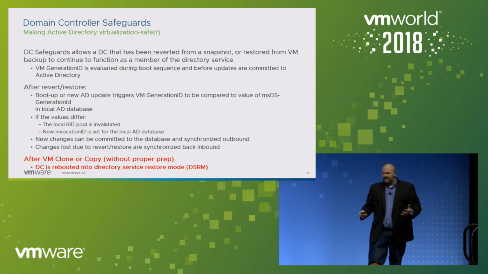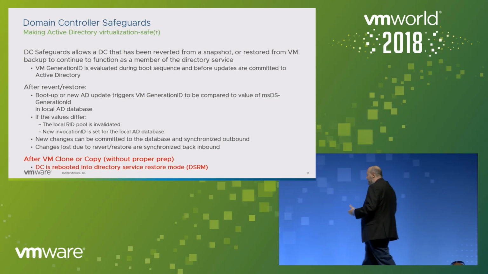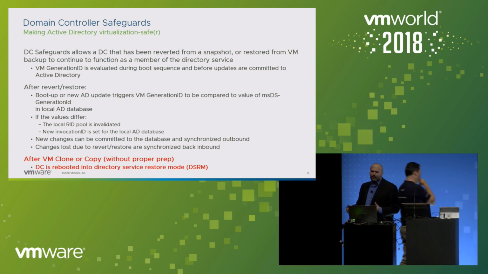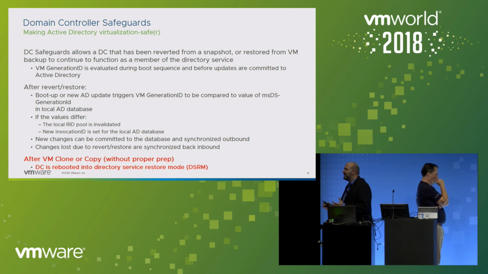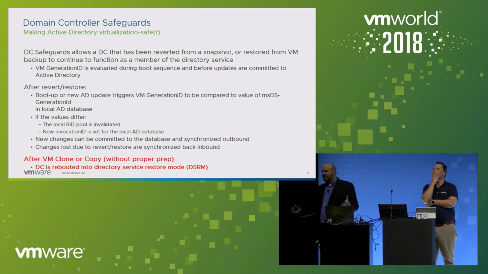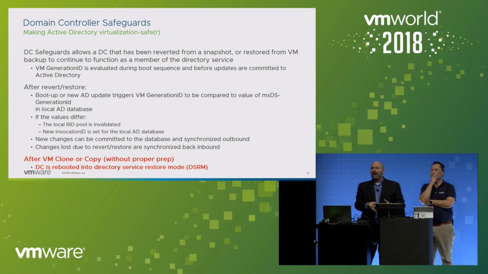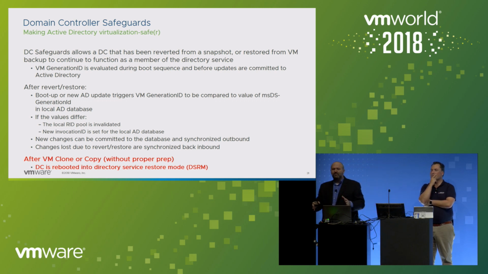Now, again, this is meant to provide safeguards in case you're reverting from a snapshot or restoring from a backup. It continues to be a member of the domain. So what happens is when it's booting up, before it's able to replicate with any other domain controller, it evaluates the local copy of the Gen ID in the directory database. If it's different, that's when the safety features kick in.